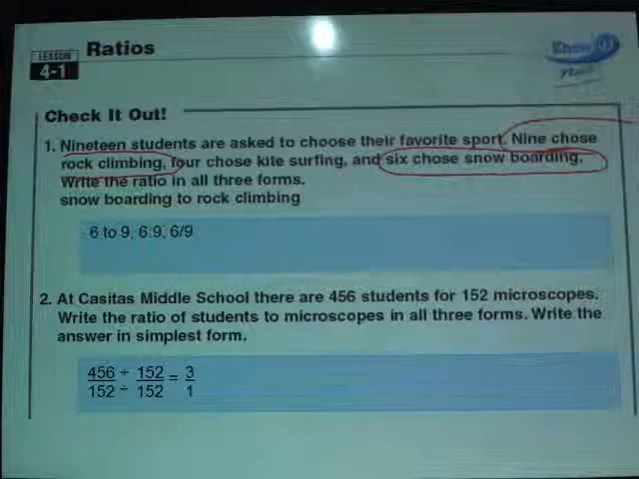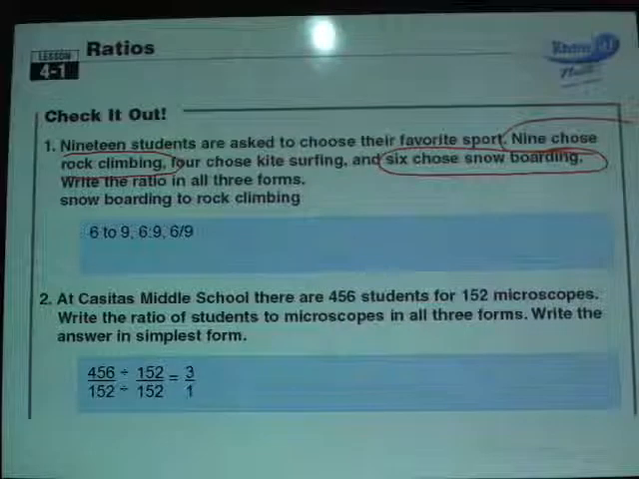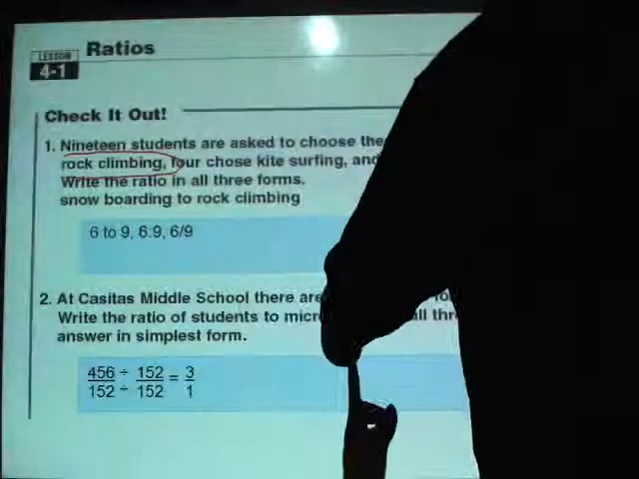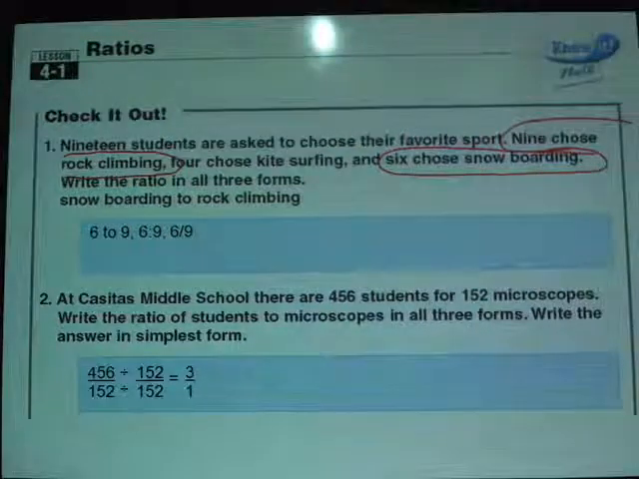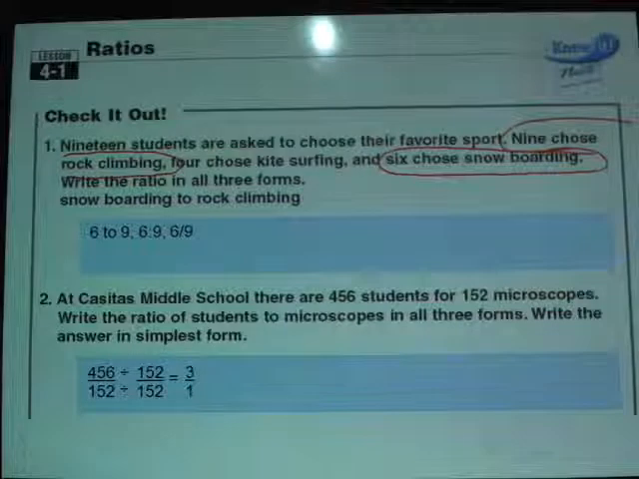And that question says, at Casitas Middle School, there are 456 students for 152 microscopes. Write the ratio of students to microscopes in all 3 forms. Write the answer in the simplest form. So, as you can see, they put 456 students over 152 microscopes. Why? Because in the second sentence there, they're asking me to write the ratio that compares students first and then microscopes. And they want that to be in simplest form, so reduce that as much as possible.